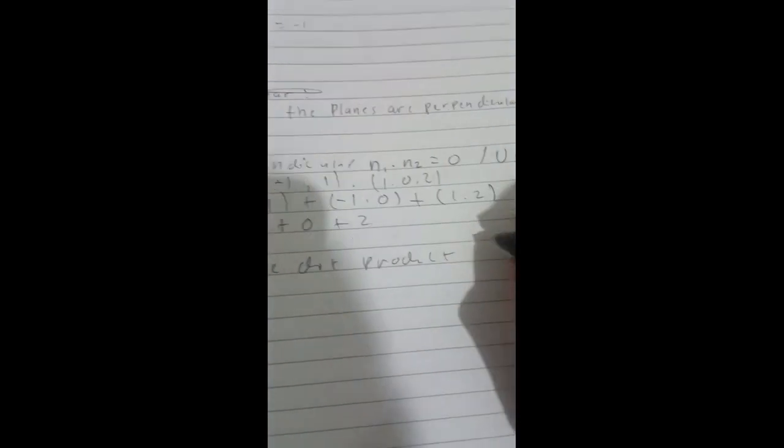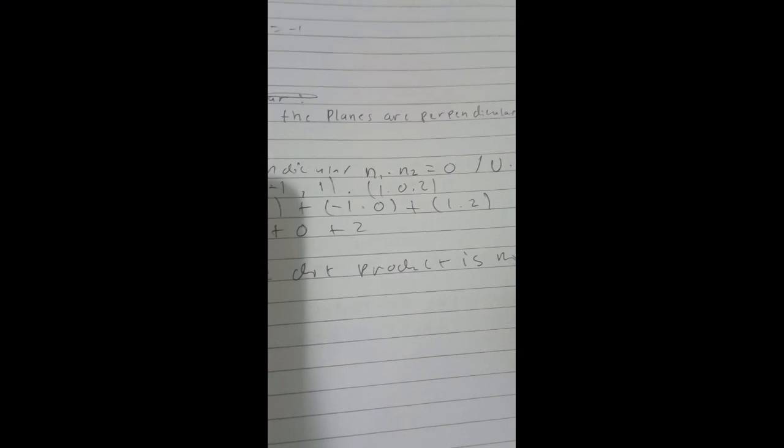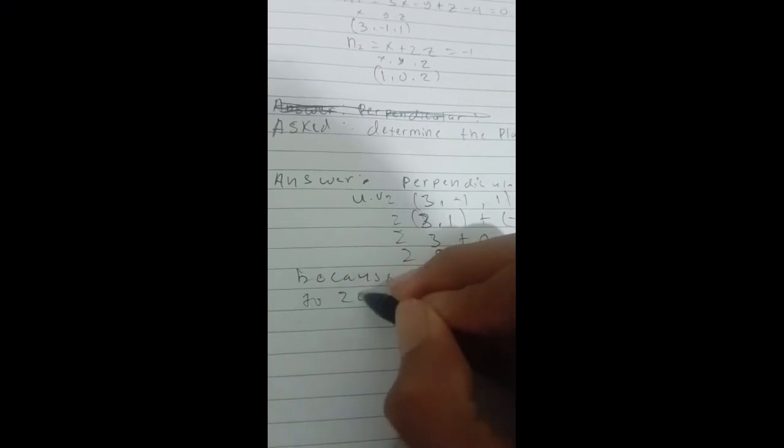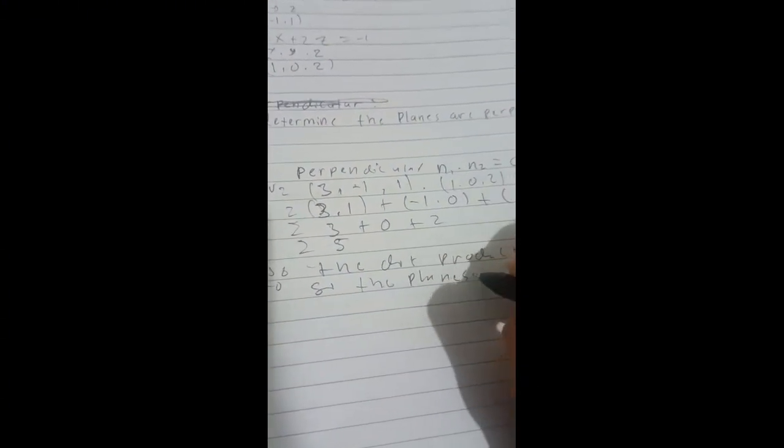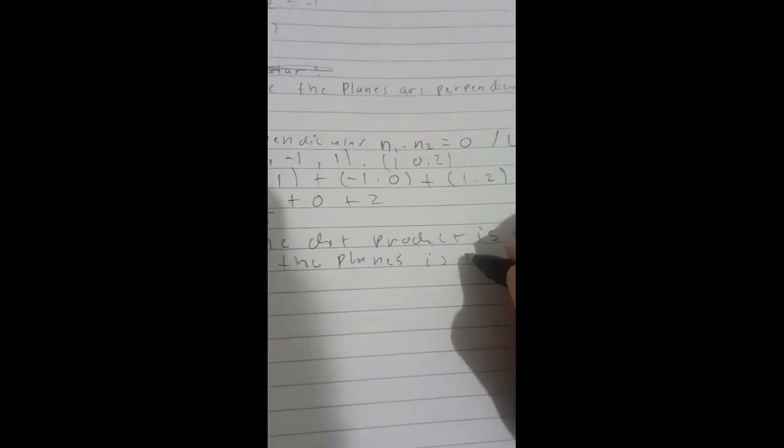So because the dot product is not equal to 0, the planes are not perpendicular. Okay, we move on to the next question.